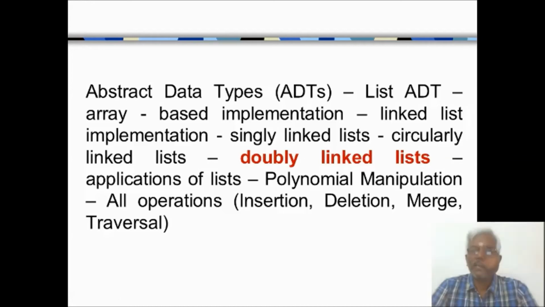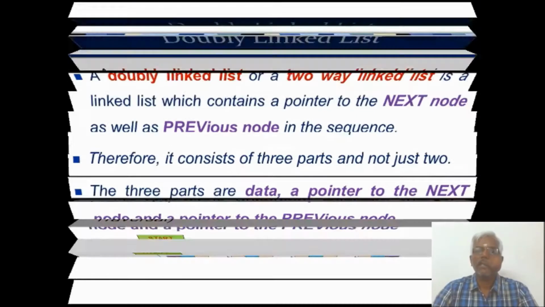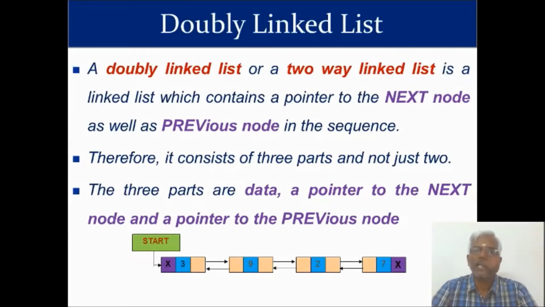Our next topic is doubly linked list. We already discussed singly linked list and circular linked list. What is doubly linked list? A doubly linked list or a two-way linked list is a linked list which contains a pointer to the next as well as previous node in the sequence. Two-way or doubly both are representing the same.